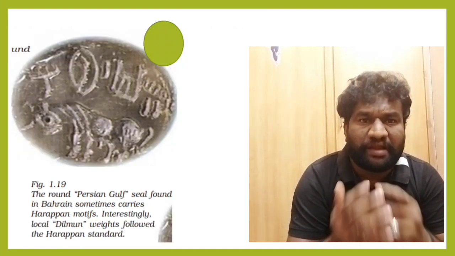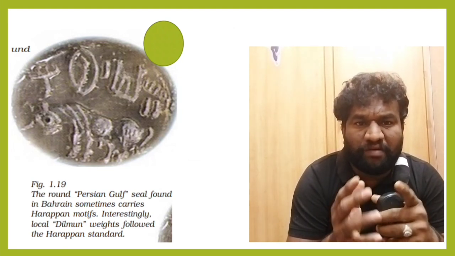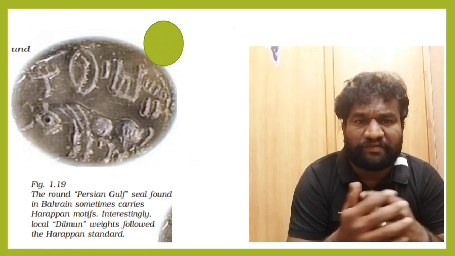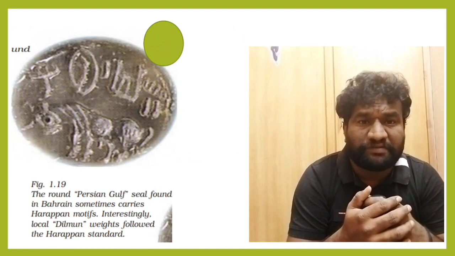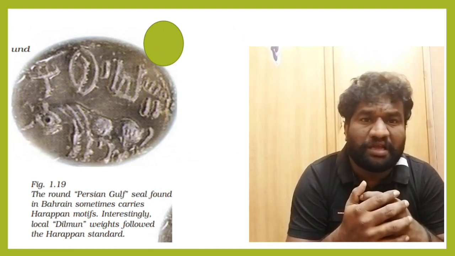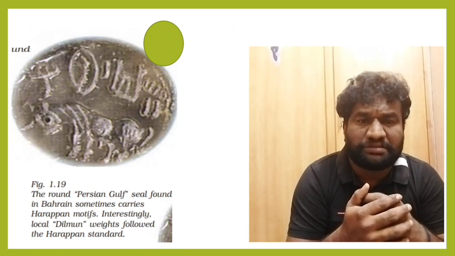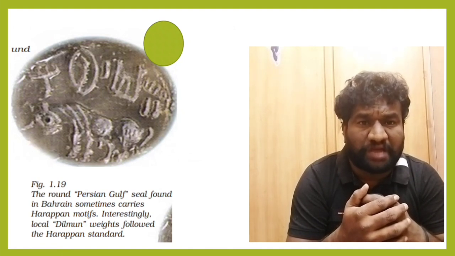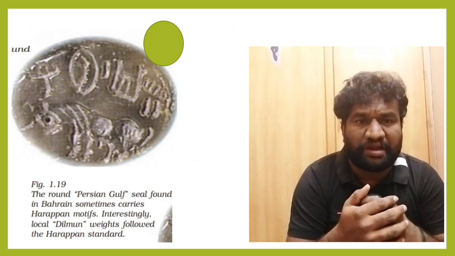Right. Next, look here, one more seal, the round Persian Gulf seal. The round Persian Gulf seal was found in Bahrain. Sometimes it carries Harappan motifs also. So this was found in Bahrain, where you can see some Harappan motifs. Interestingly, local Dilmun weights followed the Harappan standard. Very interestingly, they followed the Harappan standards.